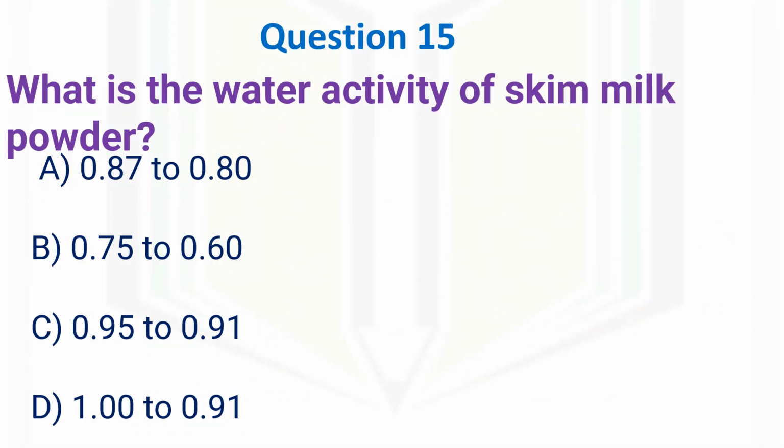Question number 15. What is the water activity of skim milk powder? Options are 0.87 to 0.8, 0.75 to 0.6, 0.95 to 0.91. Option D is 1 to 0.9. Correct option is option number B, 0.75 to 0.6. So the milk powders are considered low water activity foods with the typical water activity values which are less than 0.7. These are having very low moisture, hence most of the products are not affected by microbes, especially mold, bacteria, yeast, or fungi.